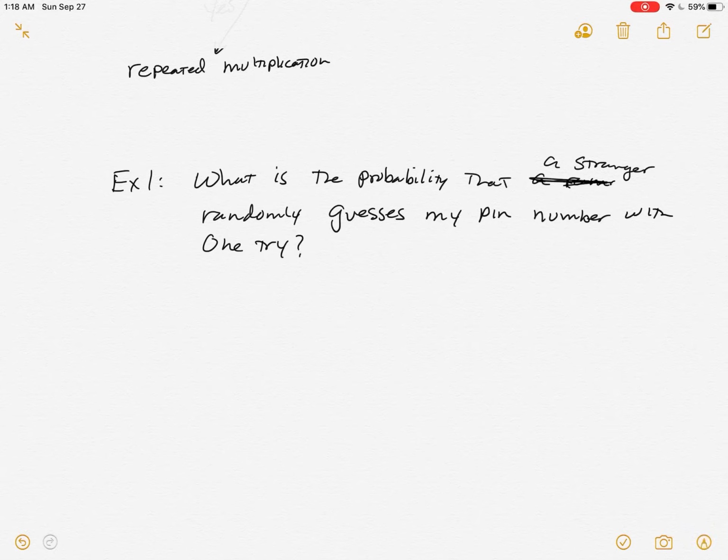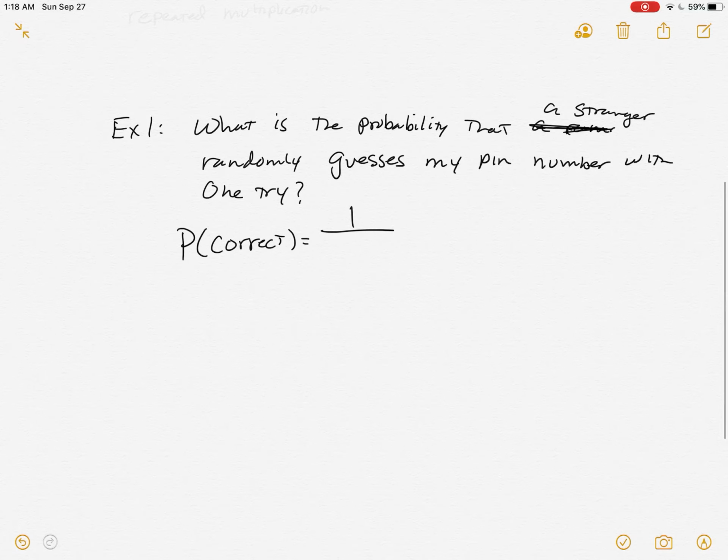Okay, now in order to answer that question, I'm going to need to know how many different PIN numbers are possible. The probability that they get my PIN number correct is definitely one option out of a bunch, but I need to know what this bottom bunch number is. That's what we're counting. So sometimes they're asking for what is the probability, other times they're asking for how many ways can that happen. And so you'll just answer the question that's being asked.